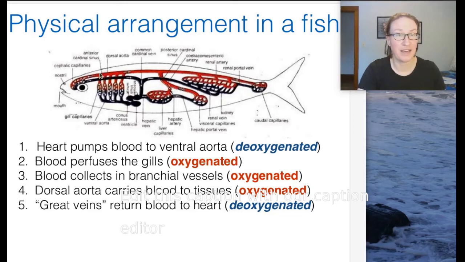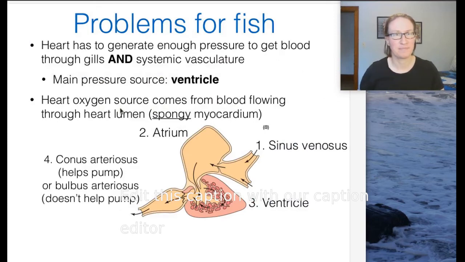It's going to recollect in branchial vessels. So that's a set of blood vessels that are along the dorsal surface of the fish. And that dorsal aorta is then going to carry blood to the tissues, right? So it's illustrated here, blood to the brain, blood to central organs, blood to posterior organs. At the tissues, we're going to see gas exchange. That blood is then going to be deoxygenated, and the great veins here are going to return that blood back to the heart to pass through the system again.